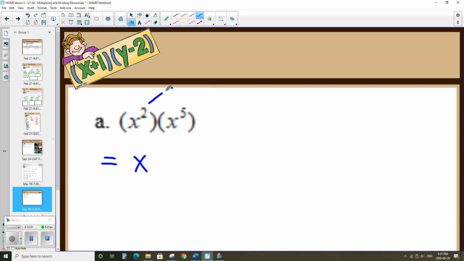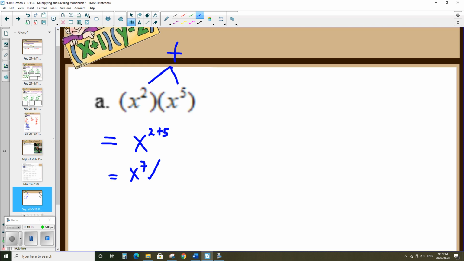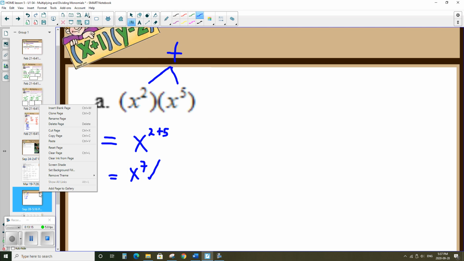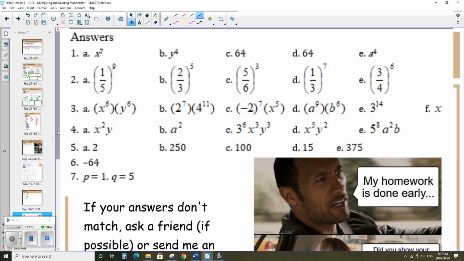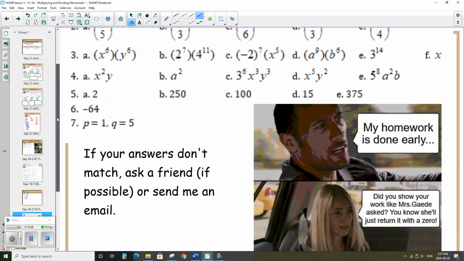Since we're multiplying here, we're going to be adding the exponents. Just write in the next line what you're actually doing, so 2 plus 5. And then the next line should be your answer. That's going to get you good marks. If you just go to the final answer, then I'm just going to return it to you for you to show your work. The reason for that is because I am giving you the final answers. If you just write this, then it doesn't show me that you know what you're doing. It looks like you're just looking at the final answer. So please show your steps.